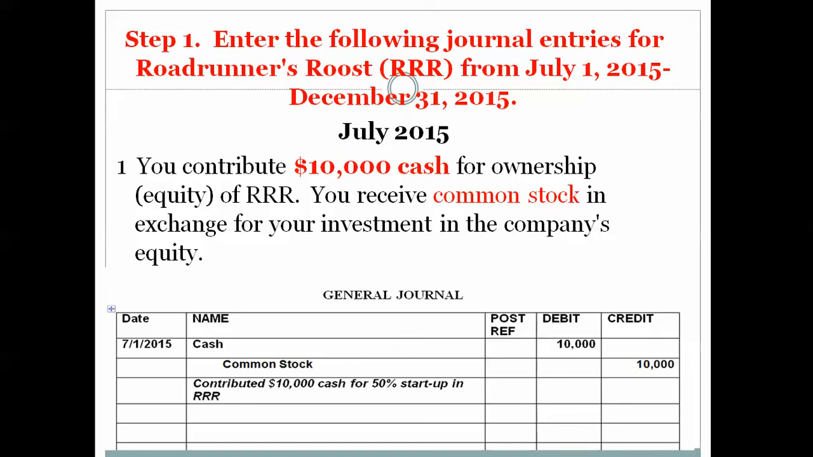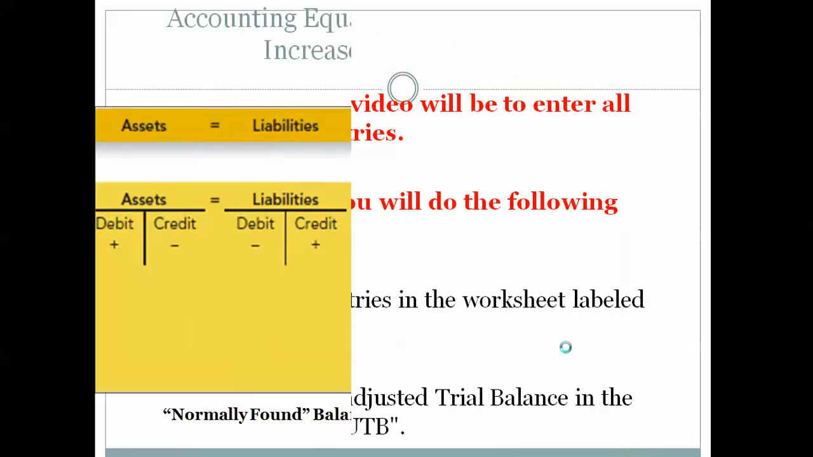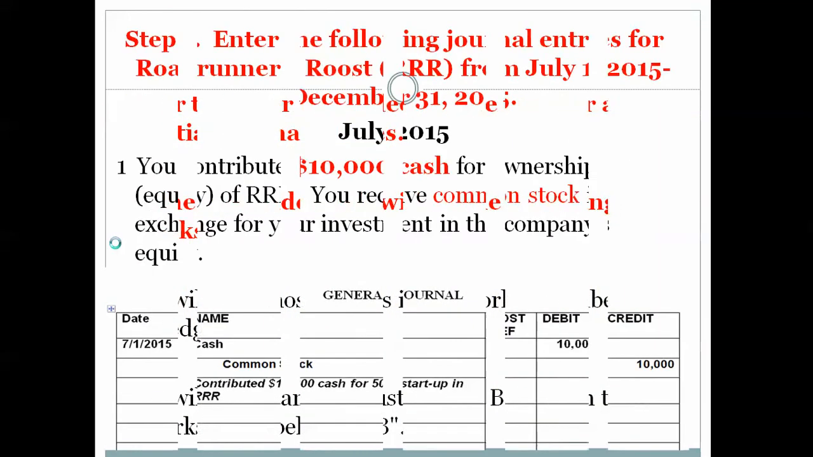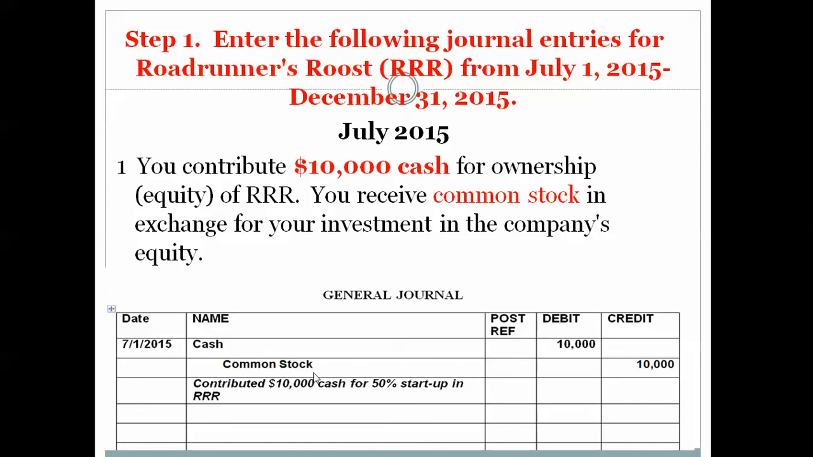So the journal entry to tell that story on July 1st, 2015 is: Runner's Roost got $10,000 cash, debit cash, an asset, it goes up on the debit side. And Runner's Roost is going to give $10,000 in equity. Common stock goes up $10,000. One debit, one credit, left equals right. Word debit to the left, word credit to the right. It's like a line dance. Go to your left, go to your right, one of each.